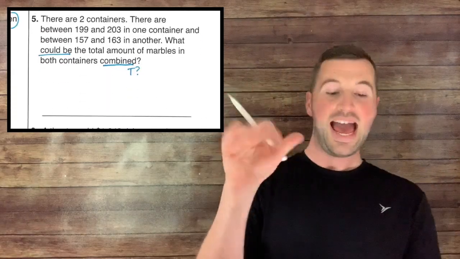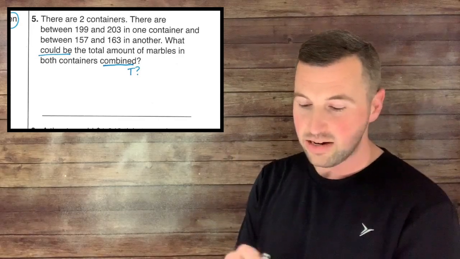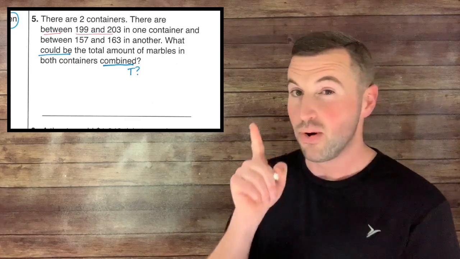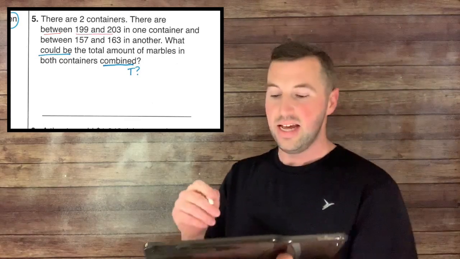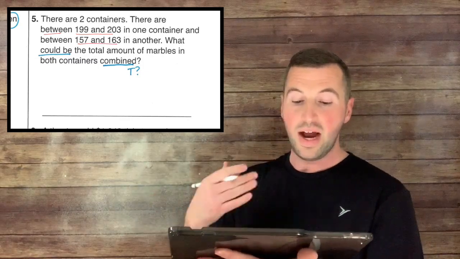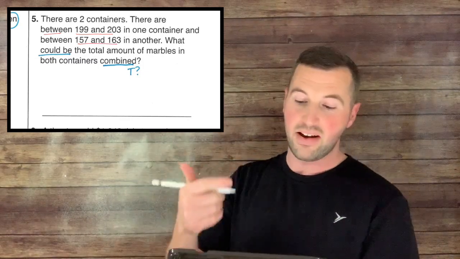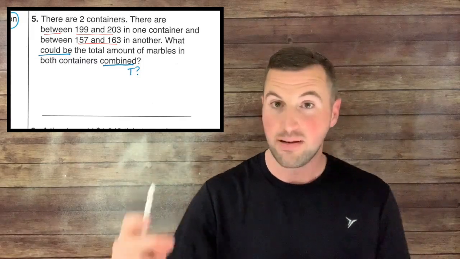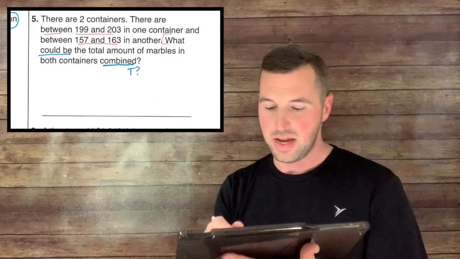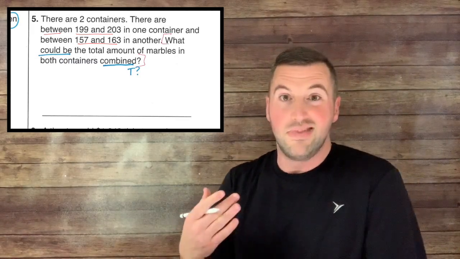Number 5: there are 2 containers. There are between this and this. Important, between. And between that and that in another container. What could be the total amount of marbles in both containers combined? Underline important info and bracket the question. So here we go. Now, what could be?